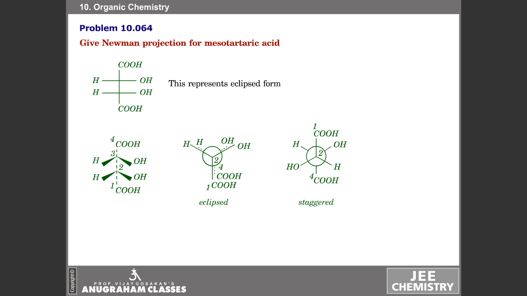That is, if you draw a line connecting the two COOH groups, or draw a line connecting the two OH groups, or draw a line connecting the two hydrogen atoms, all these will pass through exactly the center of the carbon-carbon bond marked by carbon 2, carbon 3.